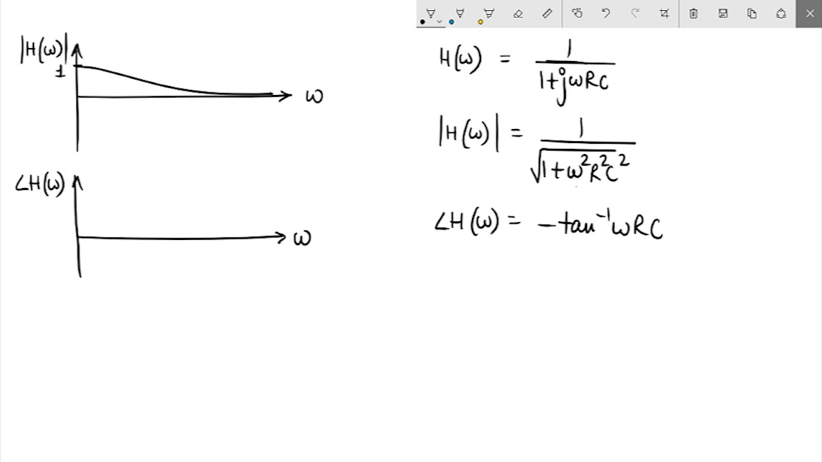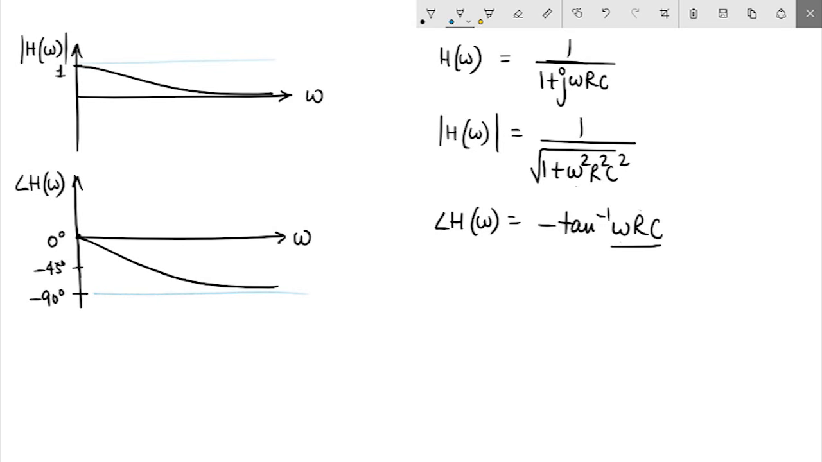Angle of H omega, on the other hand, as omega is equal to 0, this angle tends to 0, and as omega tends to infinity, this angle tends to minus 90 degrees. Somewhere in between, where say omega is equal to 1 upon RC, this term becomes 0.707 and the angle becomes minus 45.